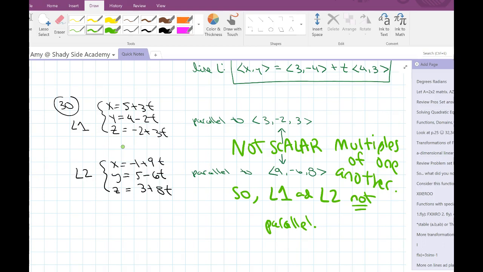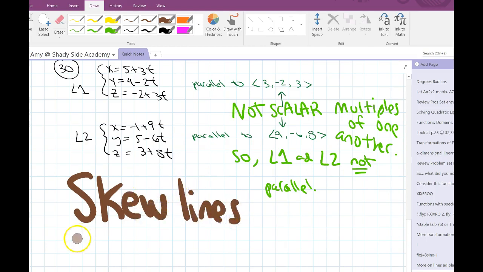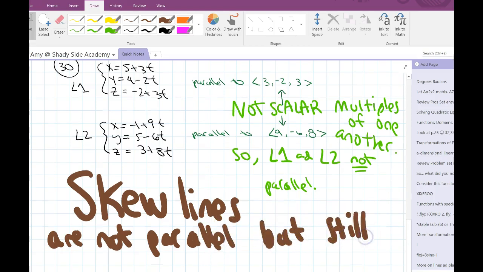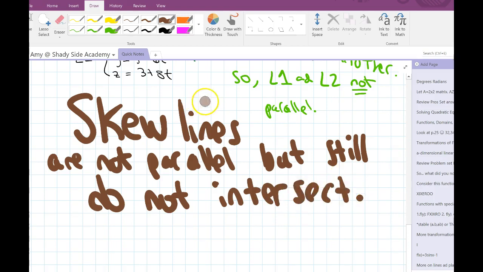That situation where 2 lines don't intersect and they're not parallel, that situation is called skew lines. Skew, oh my goodness, that's so big. Skew lines, okay, are not parallel, but still do not intersect.